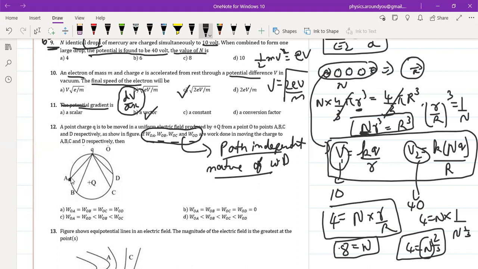And I will see that the plus Q is almost at the center, right? If it's at the center, all the distances, this distance and this, are going to be the same. Potential energy is not changing at all. Therefore, the work done is equal and all of them are equal to zero. That is one solution we can arrive at. Path independent nature depends only on the initial configuration and final configuration.